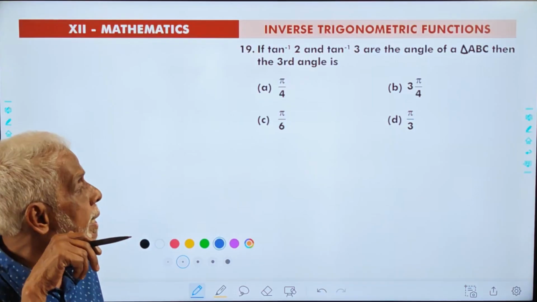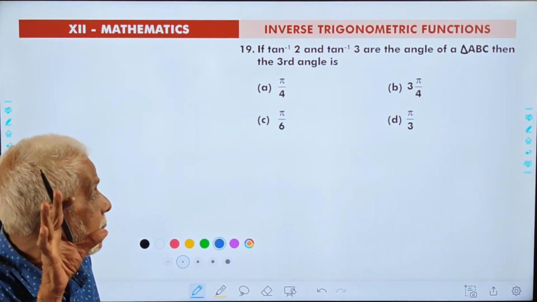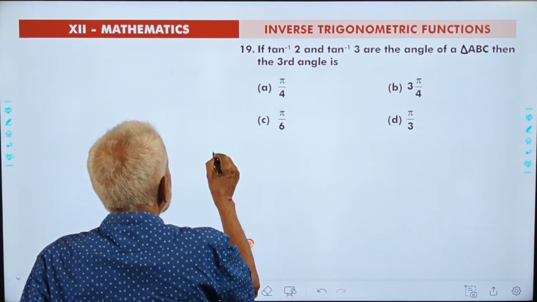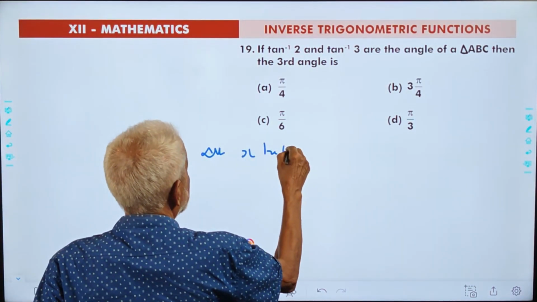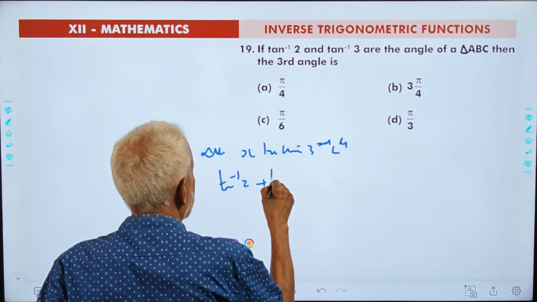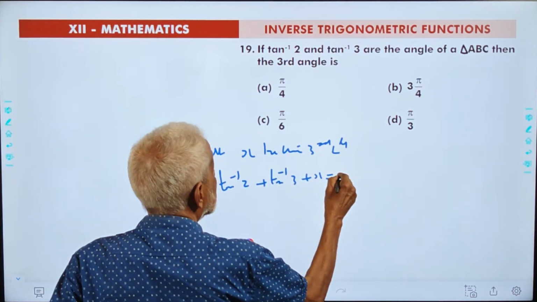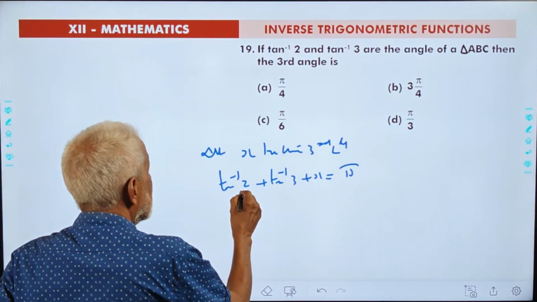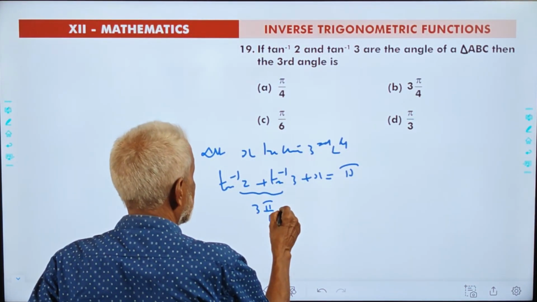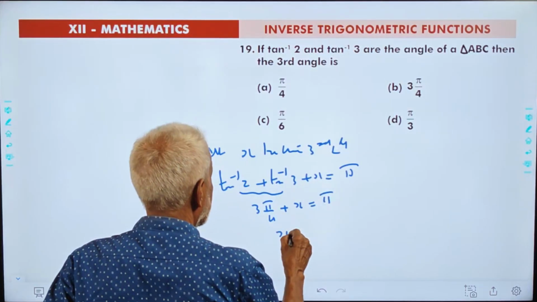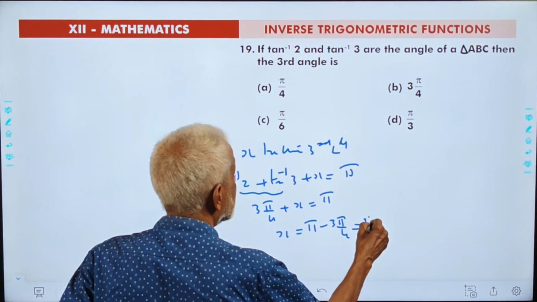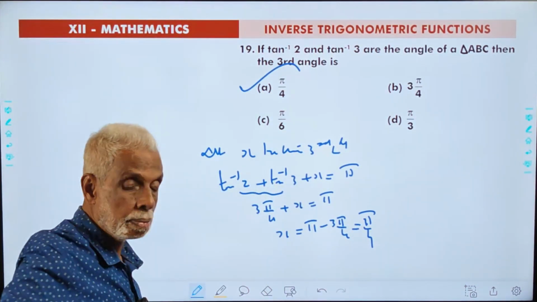We are given that tan inverse 2 and tan inverse 3 are two angles of a triangle. We know the sum of the three angles of a triangle is 180 degrees. Therefore, let x be the third angle. Then tan inverse 2 plus tan inverse 3 plus x is equal to pi. As done in the last question, tan inverse 2 plus tan inverse 3 is equal to 3 pi by 4. So 3 pi by 4 plus x equals pi. Therefore, x is equal to pi minus 3 pi by 4. The answer is pi by 4.